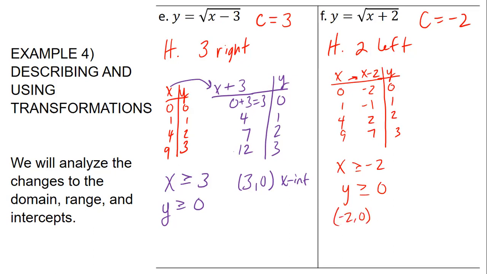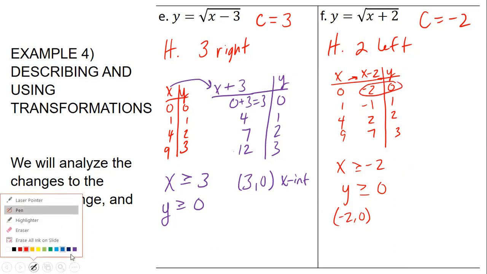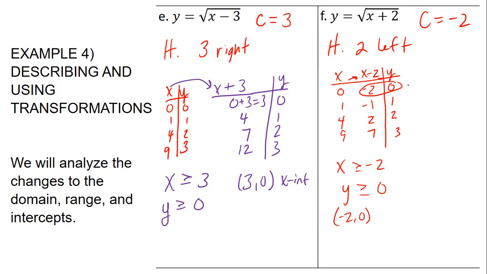-2, 0, right? We can tell that one from the table. However, we can't tell our y-intercept from the table. But we can find our y-intercept. When you're looking for your y-intercept, that means you're looking for when x equals 0. So if I plug 0 into this, square root of 0 plus 2 just equals what? It would be the square root of 2. Do we see that?